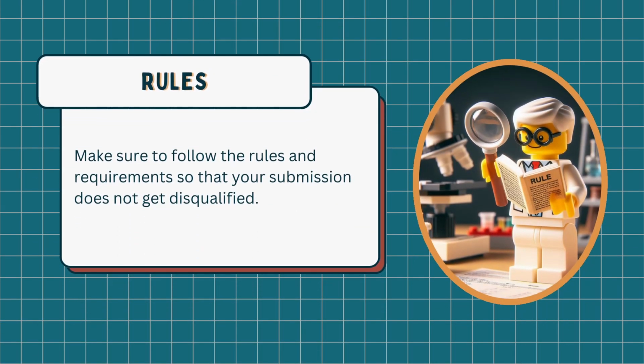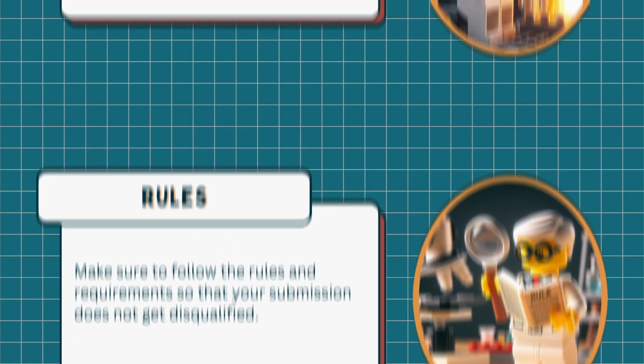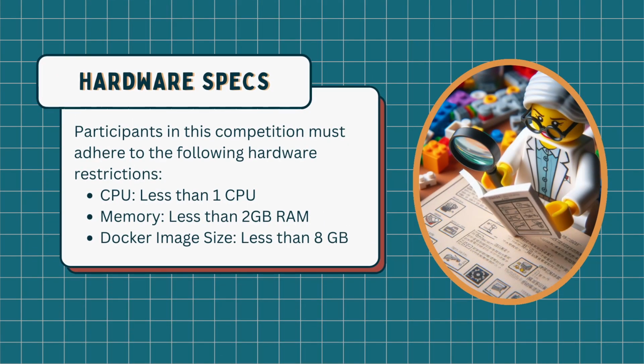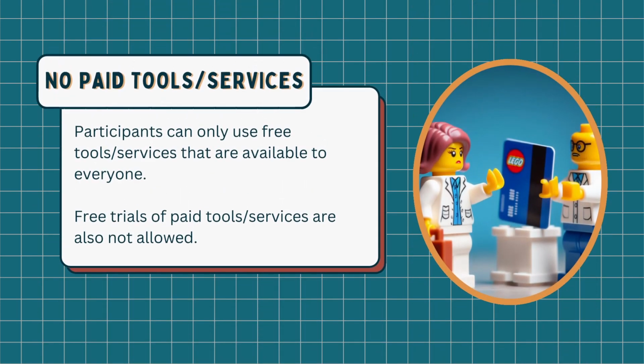There are a few things that you need to consider before you deploy. Before you start, it's important to understand the rules and how your model will be graded. Also, it's critical that you test your model before deployment. For resources to be fairly distributed and to prevent spamming, you are only able to submit 3 times a day. We've covered local testing in the previous video, but the docs and the repo examples will also guide you through it. There are also some hardware restrictions. Your model must be optimized to be able to run on these specifications. Lastly, make sure that you're not using any paid tools or services. This includes free trials. Only tools that are free and available to everyone are accepted.